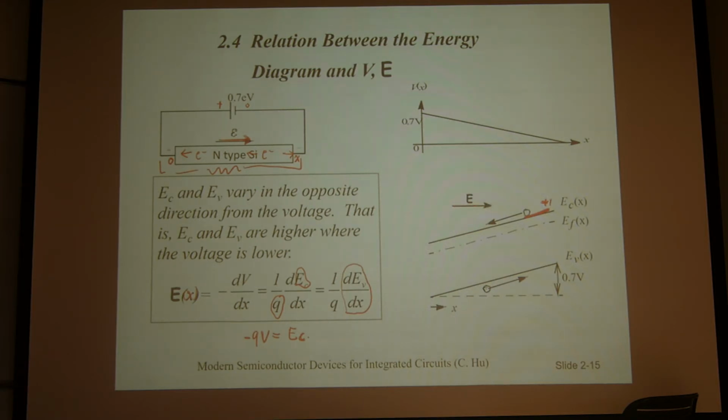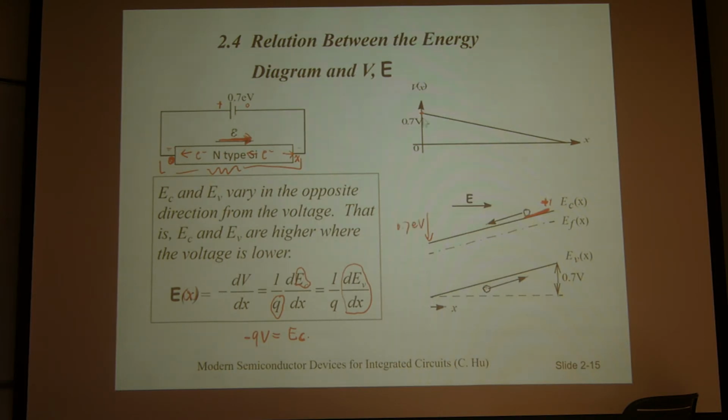This is because we apply this positive field into this silicon, and then the band is tilted in this way. Or you can think in another way, which is from the voltage perspective. So if you apply positive voltage to the left hand side of the silicon here, you are going to raise up the voltage by 0.7. Meanwhile, it means that you are going to push down the energy band by 0.7 electron volts.